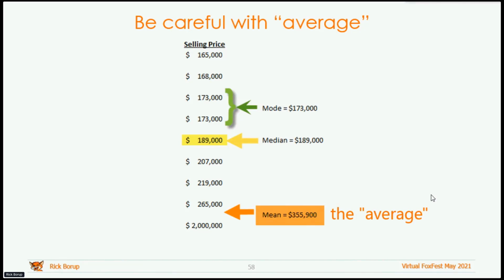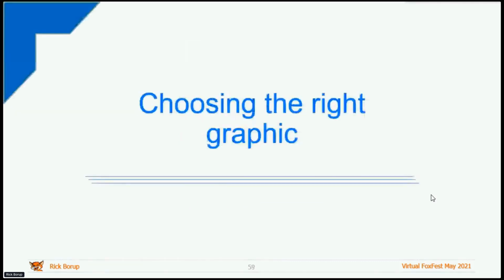But in any case, it's not really a good representation of the actual available homes in the area. So just be careful when you're either presenting an average or when you're being told what an average is.